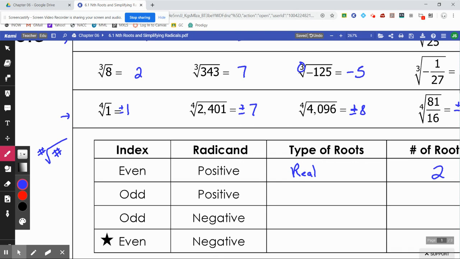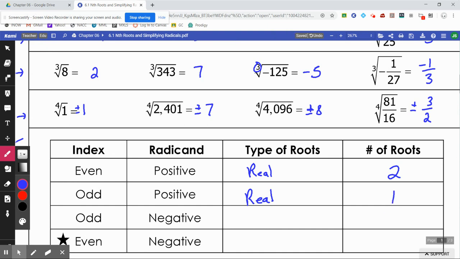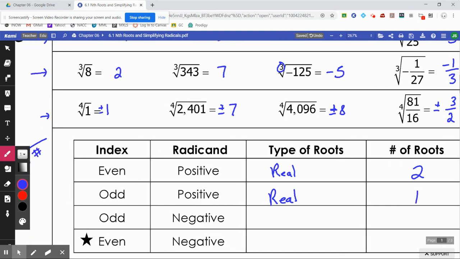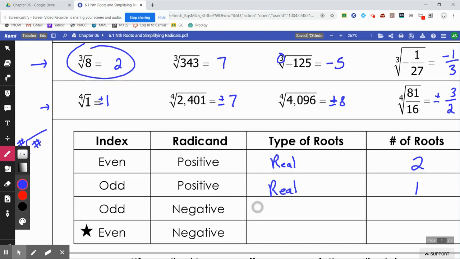Now, when your index is odd, which is this situation, and the number under your cube root or fifth root, the radicand in there, is positive, you will also have real answers. How many will you have? Only one, because like the cube root of 8 up there was only 2. It wasn't 2 and negative 2. Now, here's the other situations. When the index is odd and the number under there is negative, you will still get real solutions, and there will still only be one. So third roots, fifth roots, and so on and so forth.